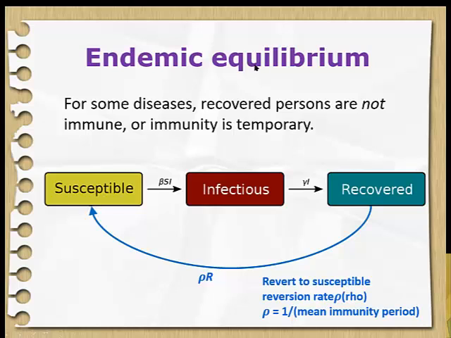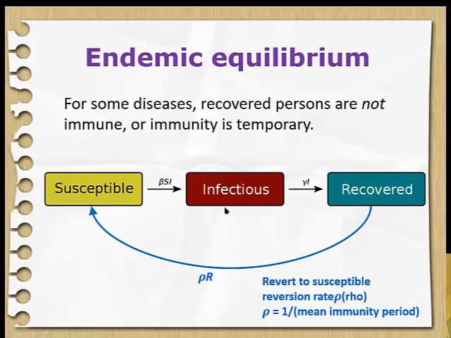So far, we've said that recovered individuals are immune to becoming infected. For some diseases, recovered persons are not immune, or immunity is temporary. That means I need to add another transition here, from recovered back to susceptible. So here I have my infection rate, here I have my recovery rate. Now here I have my reversion rate.